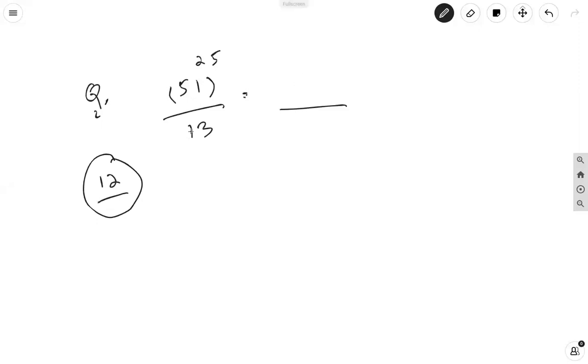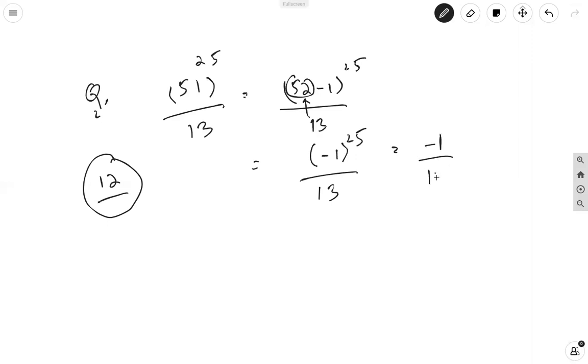We have 51. So what is the closest multiple of 13 to 51? That is 52, right? So 51 will be (52 minus 1) power 25 divided by 13. Now this value is a multiple of 13, so all of the first terms will be a multiple of 13 except the last, which is (-1)^25 over 13. So this is negative with an odd power. The result is negative, -1 by 13. And again, using the concept of the negative remainder, (-1 + 13) by 13, this came out to be 12 by 13. And our remainder is 12. Everyone got this?